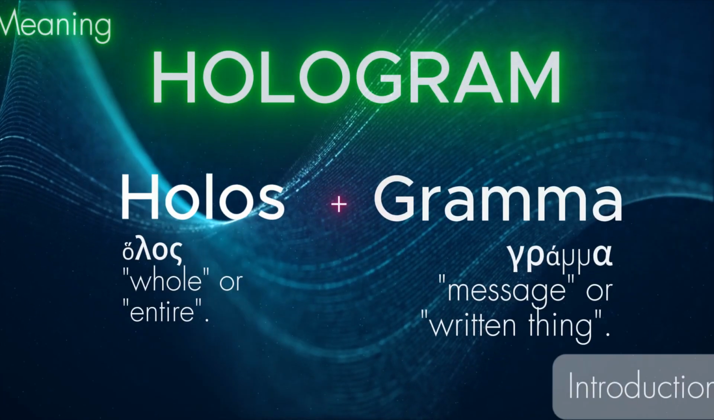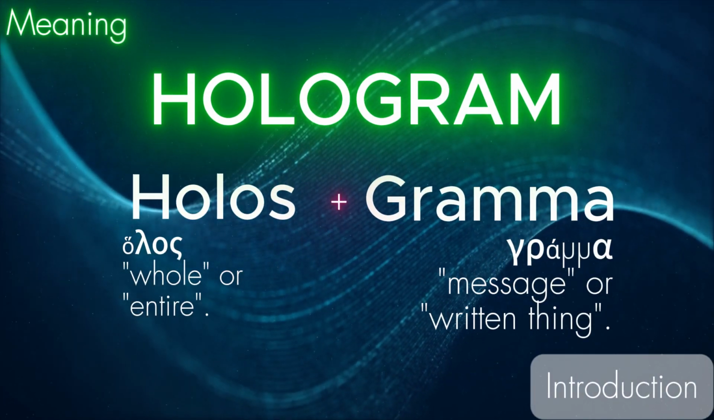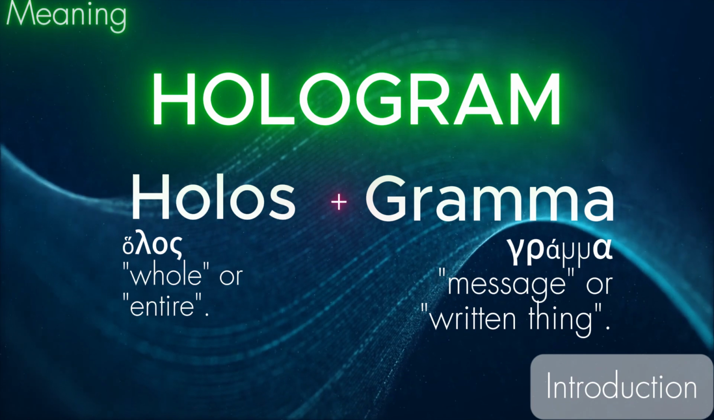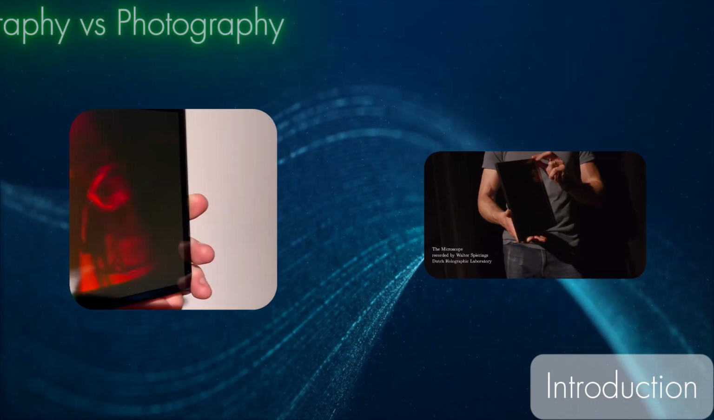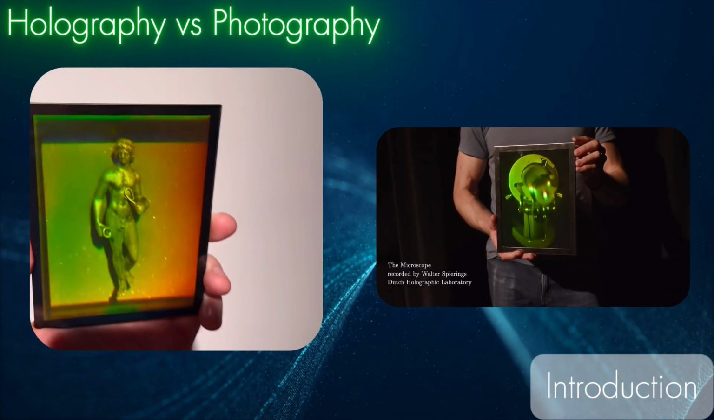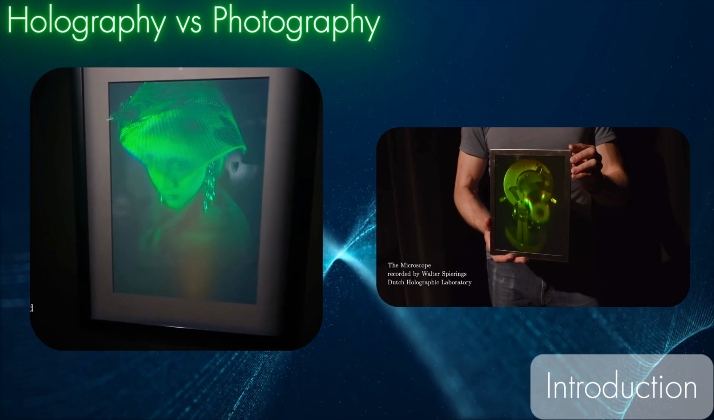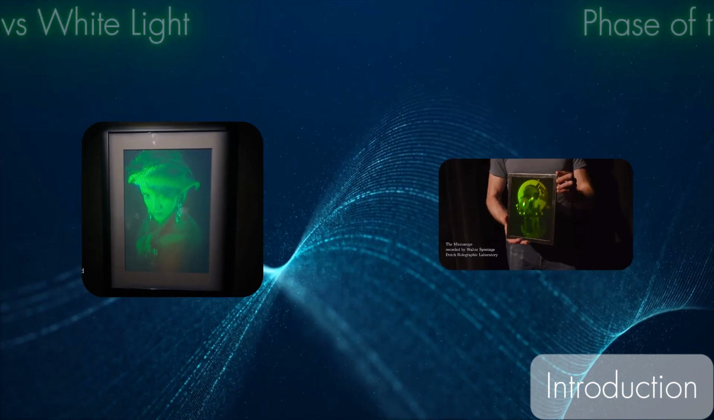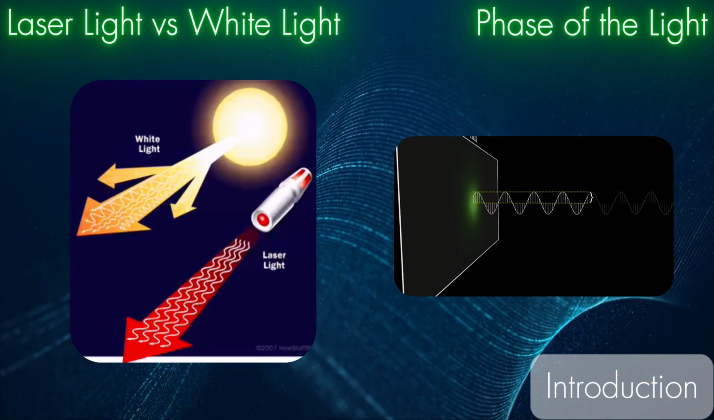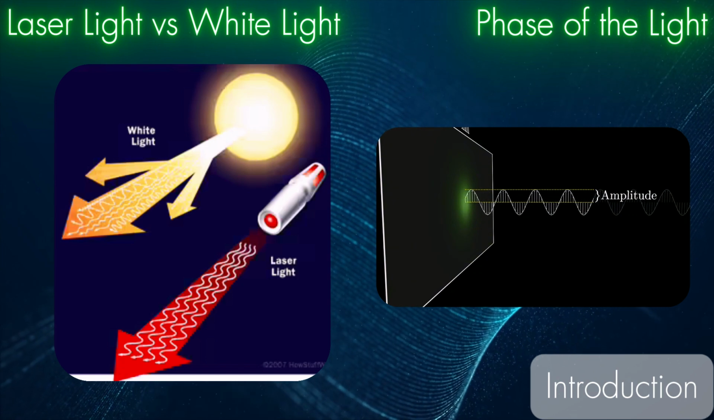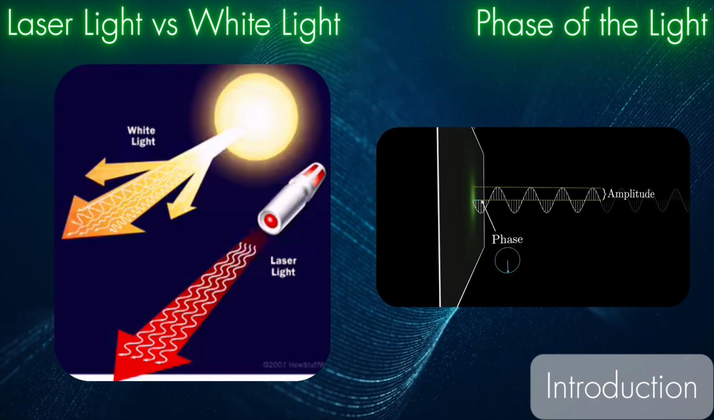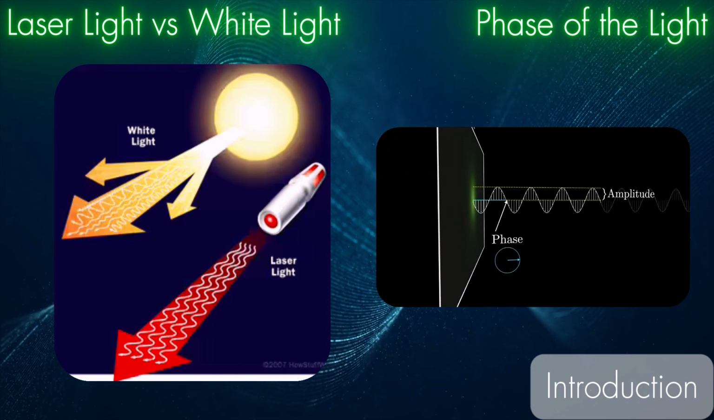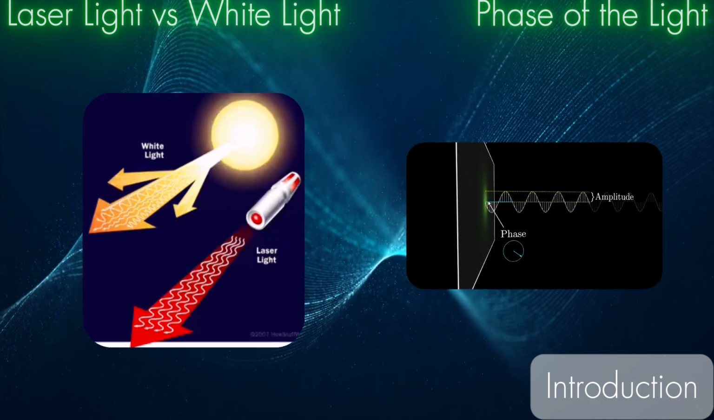Starting from the top, the term hologram was coined by Denis Gabor in 1947, meaning whole picture or message. Unlike a photograph that captures the intensity of the light, a hologram is a physical recording of the entire light wavefront. This is possible using laser coherent light to capture both the intensity and the phase information of the light waves. Phase of the light is the timing or position of the light wave within its cycle.